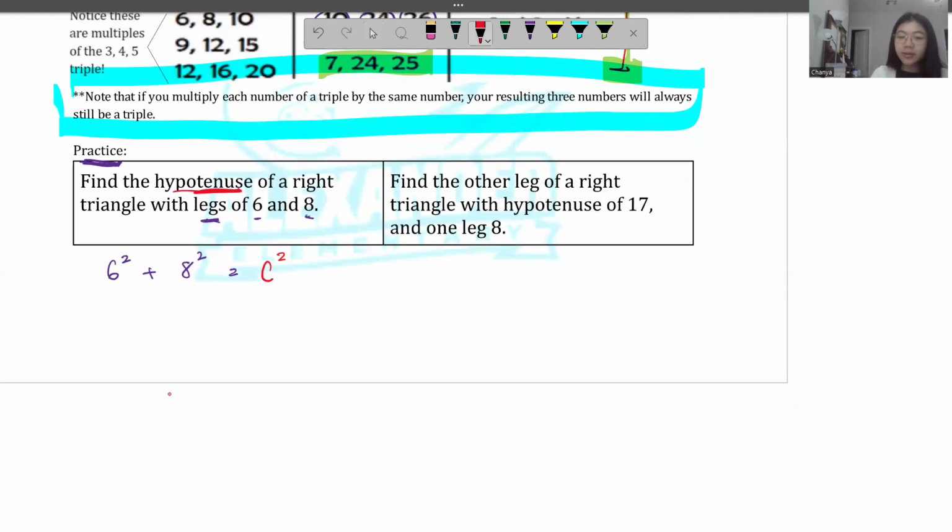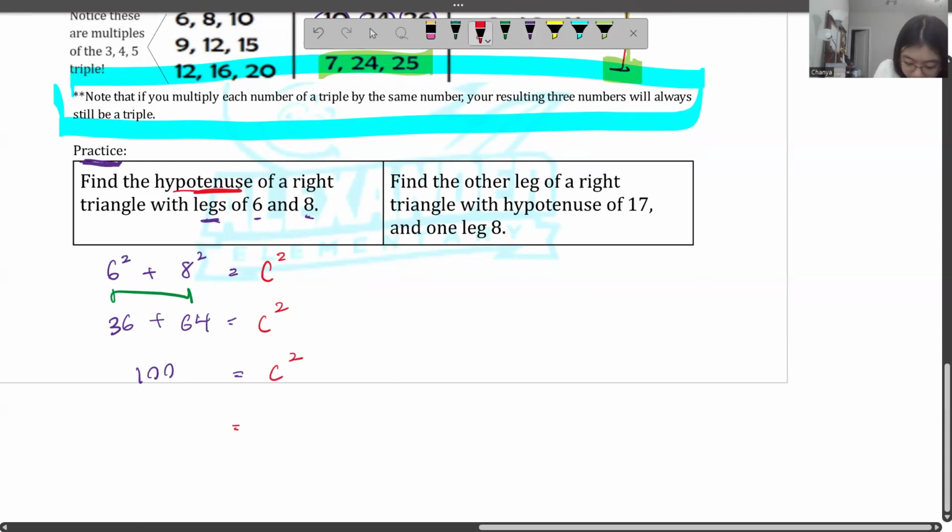So now I think the best thing to do would be to simplify this side, right? So what is this? 6 squared equals 36, which is 6 times 6, plus 8 squared equals 8 times 8, which is 64. That's still equal to C squared, right? So if you simplify this here, 36 plus 64 is just 100. So you get 100 equals C squared.